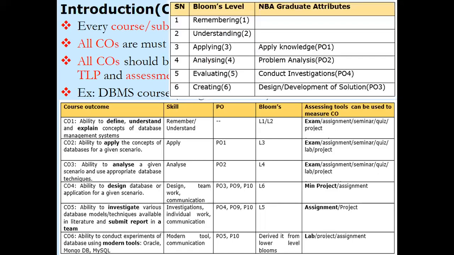Now, people may ask you here, CO1 is written based on the remember level, understanding skill, but I never mapped this particular CO to any PO. The reason is that if you take this upper table, you see the remember, understanding, and it is mapped with the National Board of Accreditation graduate attributes. In case you are writing any CO based on Bloom's level 1, level 2, you cannot map directly to any PO. I'm saying directly. It is possible only indirectly. I will talk about when we can do it indirectly subsequently.